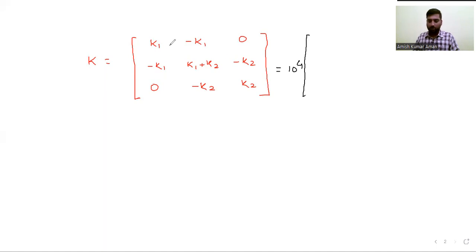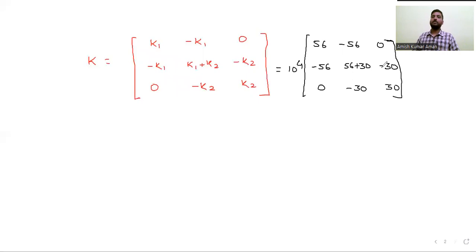10 to the power 4 outside. Then K1 is what? 56 into 10 to the power 4, so K1 is left as 56. Then minus 56, then 0. Next, again minus K1, that will be minus 56. K1 plus K2 will be 56 plus 30. Then minus K2, minus 30. Again 0, minus 30, and here 30. Right? So we got this as our global stiffness matrix.